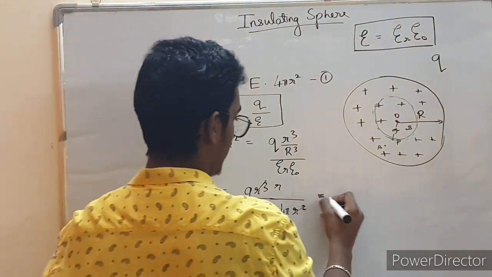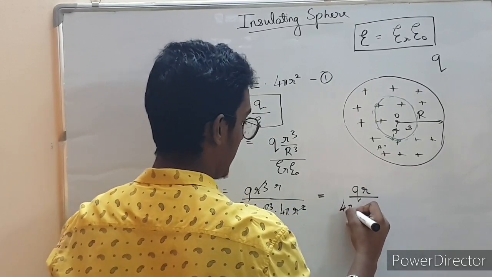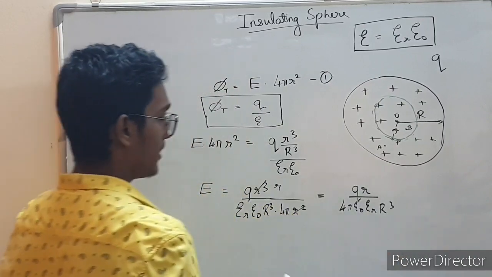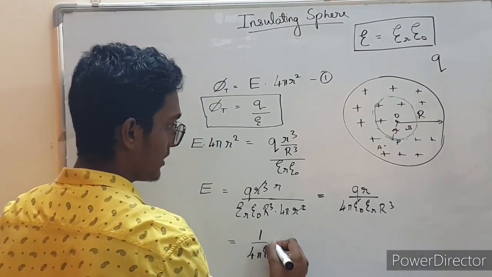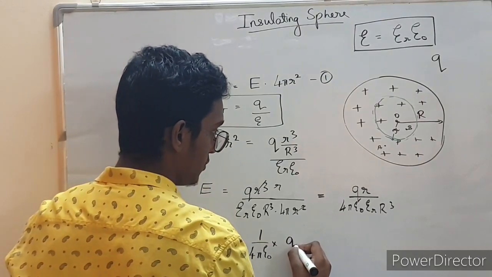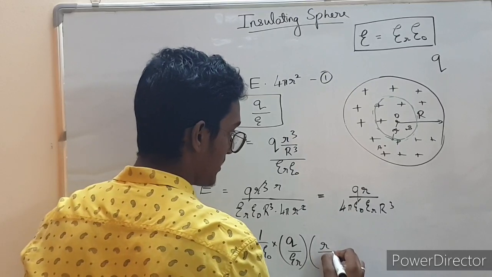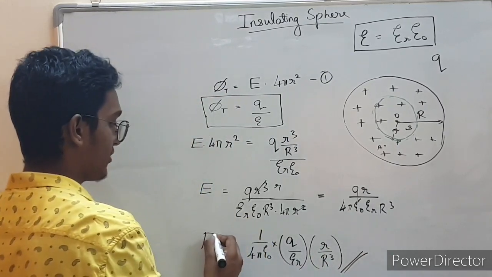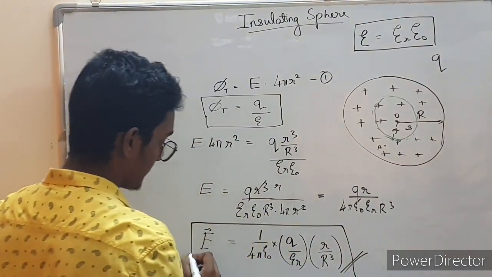So you get Q r divided by 4 pi epsilon naught epsilon r capital R cubed. If you want to rearrange it, it becomes 1 by 4 pi epsilon naught times Q by epsilon r times r divided by R cubed. And this is the electric field inside an insulating sphere.